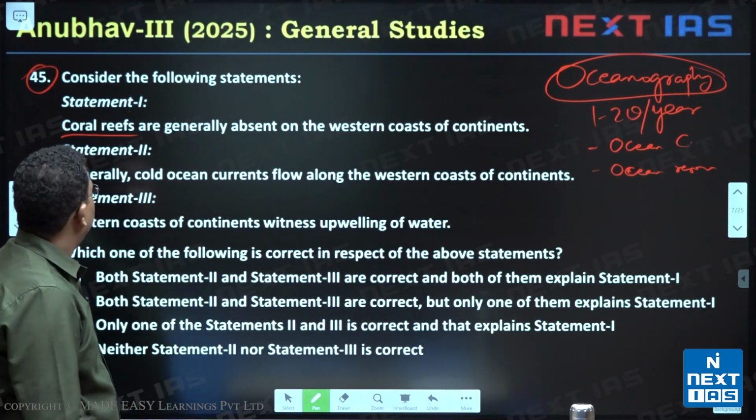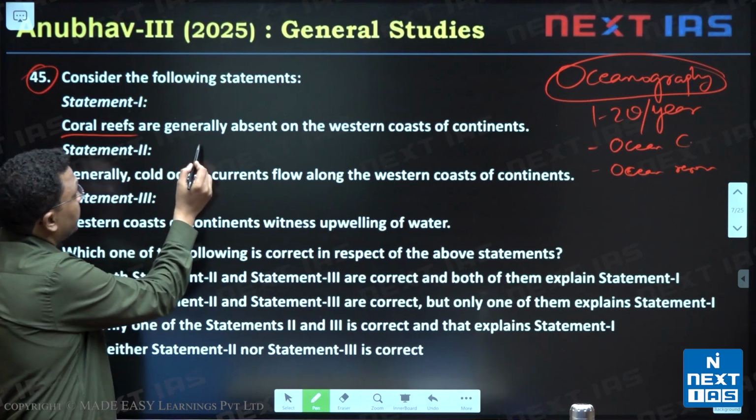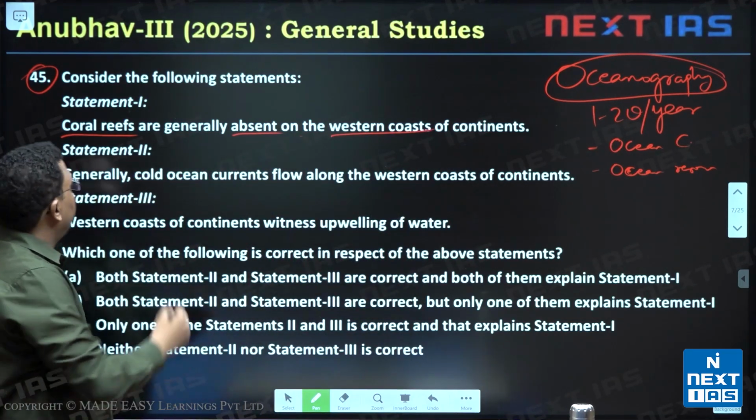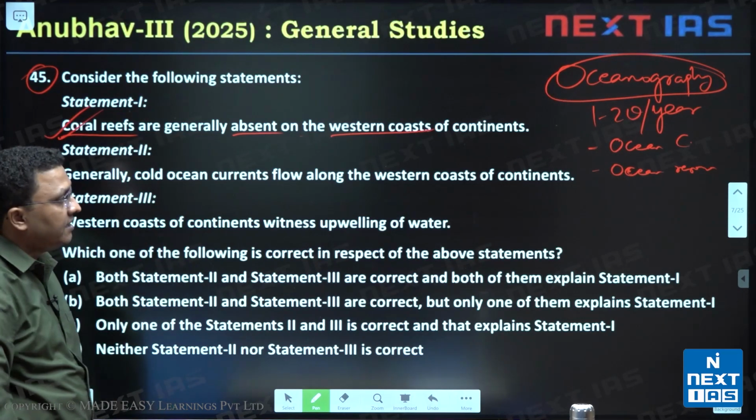So let's read the question. First statement says coral reefs are generally absent on the western coast of continents, right? This is a correct statement. Let's see how.